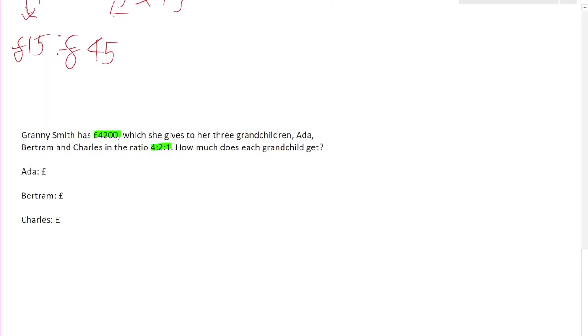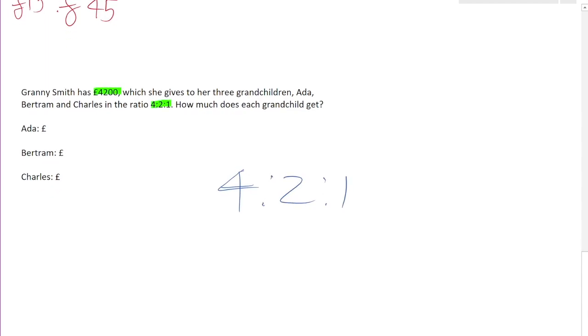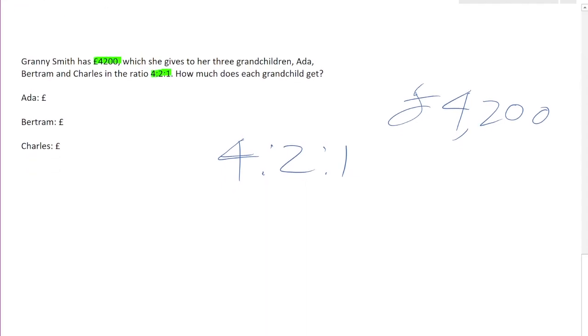So, first things first, the ratio is 4 to 2 to 1. And the overall total has to be £4,200. Now, as I said before, to work out what our multiplier is, we do 4,200 divided by the sum of these 3 numbers, which is 4,200 divided by 7. 4 plus 2 plus 1 is 7, which comes out as £600.